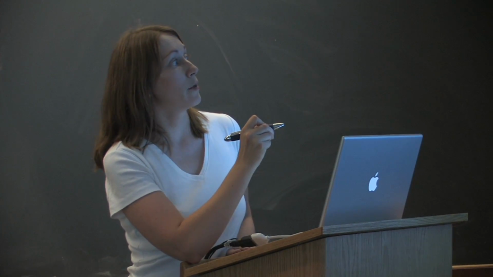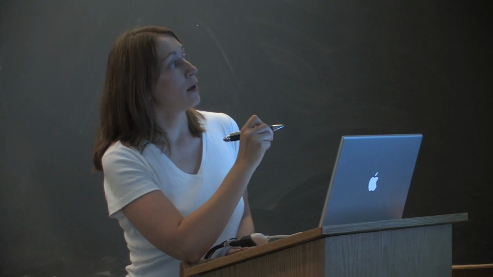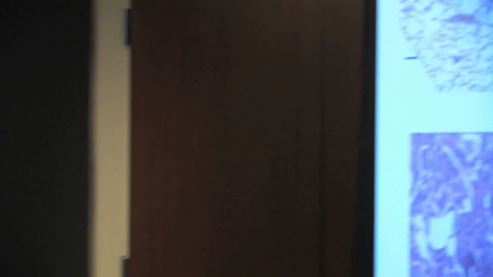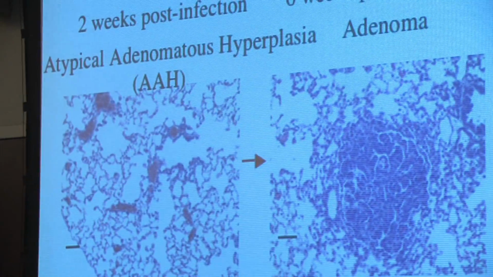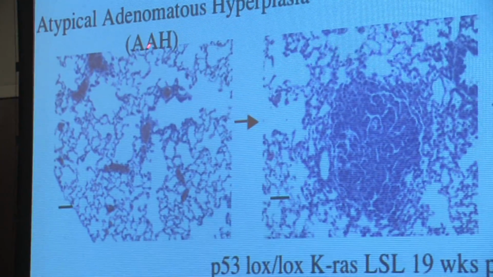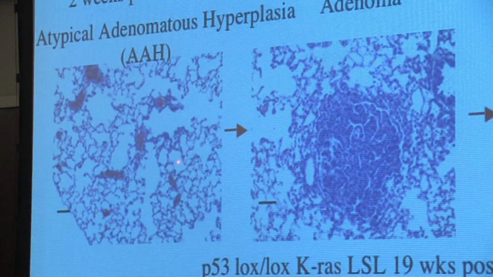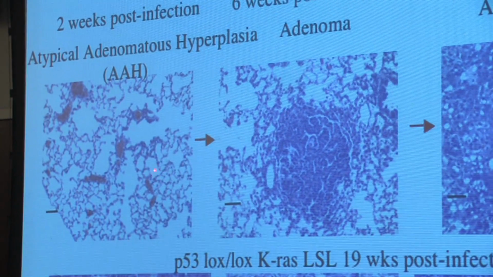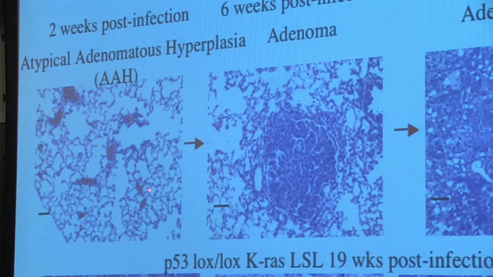And so what Erica in Tyler's lab showed was that at very early time points after the Cre inhalation, the mice had hyperplasia. And these are all hematoxylin and eosin stained sections of lung tissue from these mice. And this is a hyperplasia, or AAH, right here, where there is a thickening or an increase apparently in the number of type 2 cells.